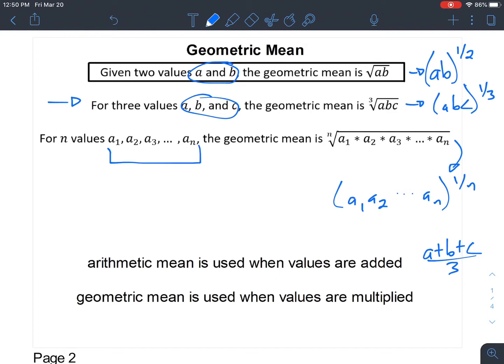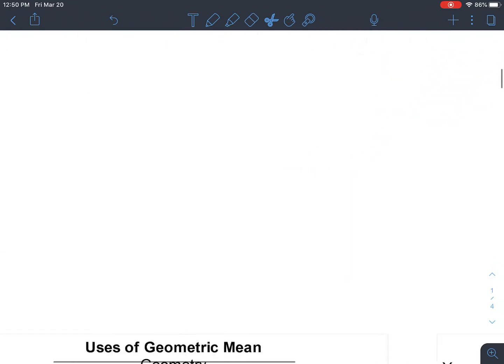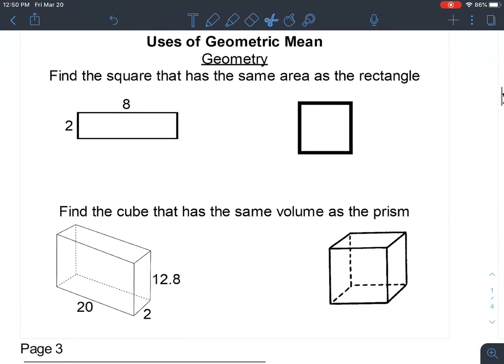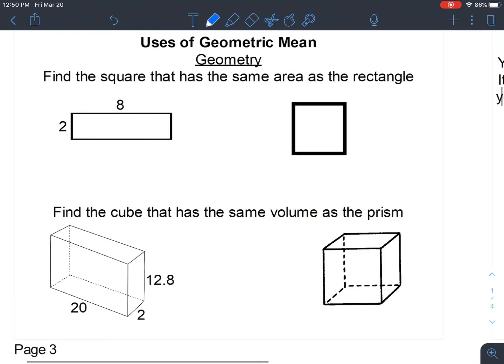Whereas for the geometric mean, we want to use that then when values are typically multiplied together. So then the cube root then there of abc. And so an example, I'm actually going to show you on the next couple slides some examples then of where geometric mean is going to be useful. So the first one, well, the name says geometric, we're going to just stick with geometry. So first thing, we're going to find the square that has the same area as this rectangle.